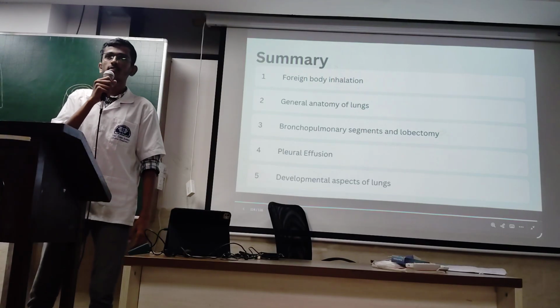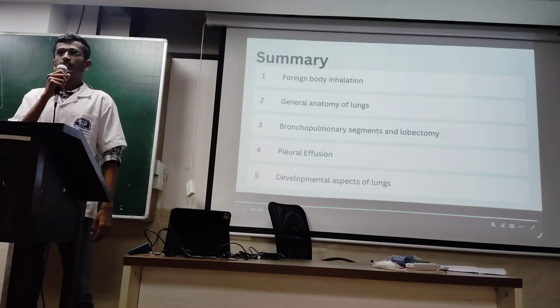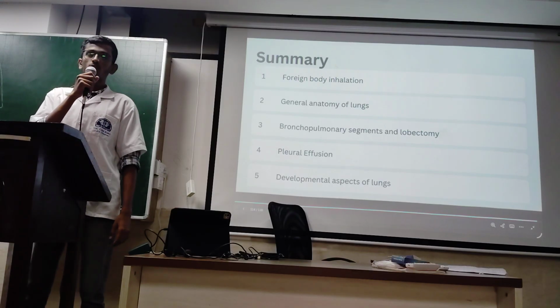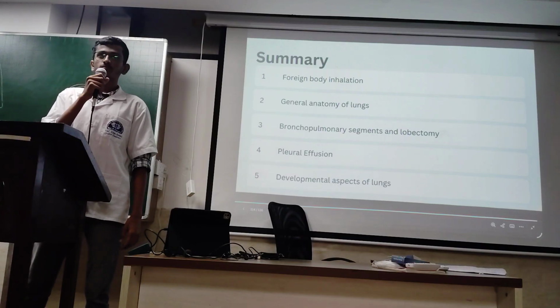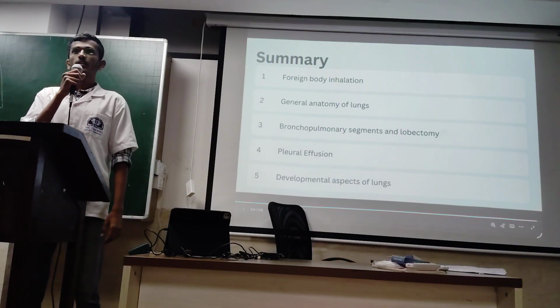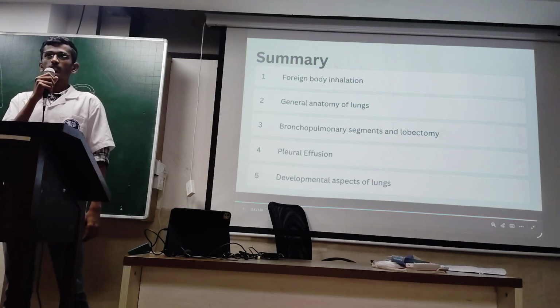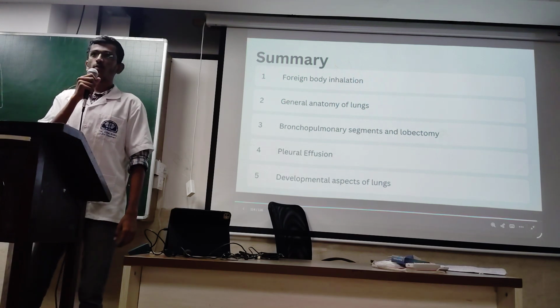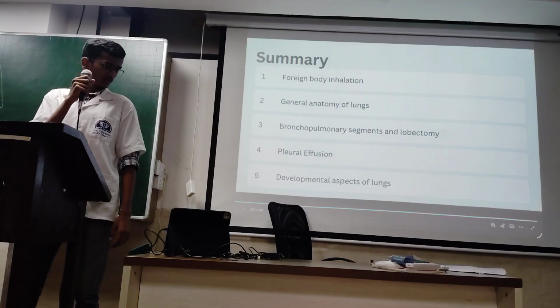First one is foreign body inhalation. Foreign body inhalation occurs when an object enters the airway. It is mainly seen in the right bronchus of the lung, and symptoms of this condition are coughing, choking and wheezing. The ideal treatment for this is bronchoscopy, where the foreign object is removed by surgery.